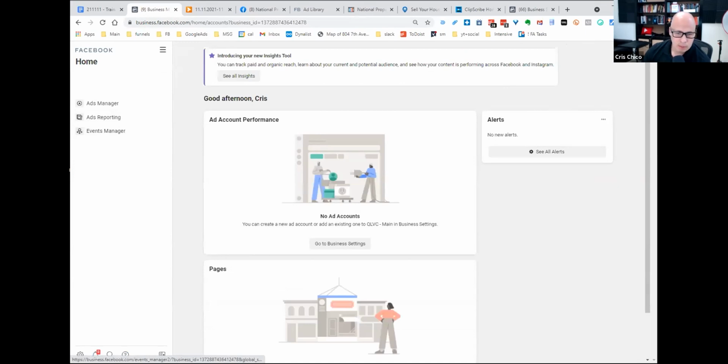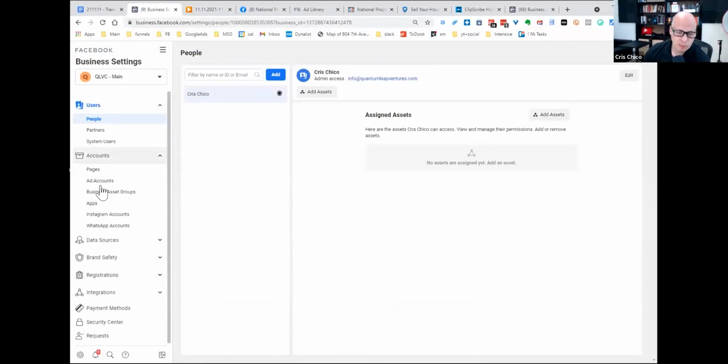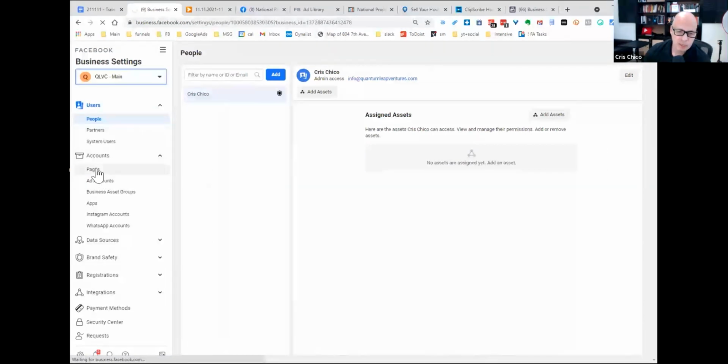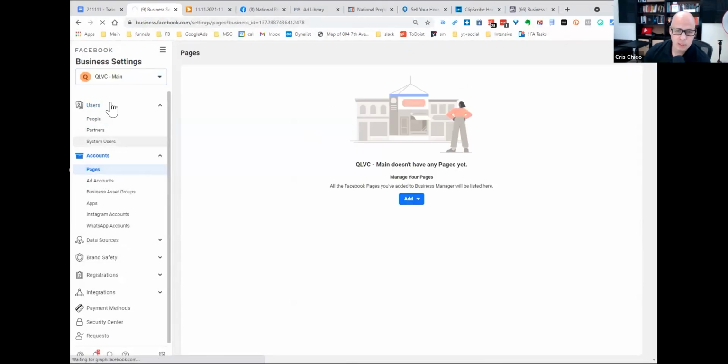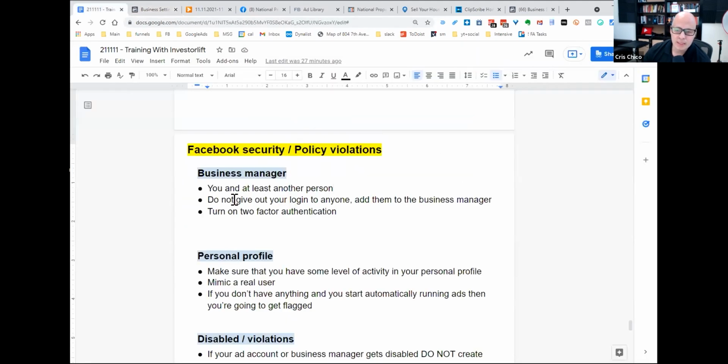Let me see. Hold on. They move this around, and they're always moving the interface, which creates a problem for me because every time I create the course, people complain that it's not the same. Everything looks different. So let me just look up here. Let me just navigate to what I need to show you guys. So the one thing is this: advertise from the business manager.